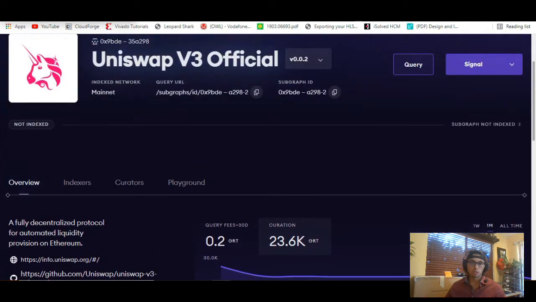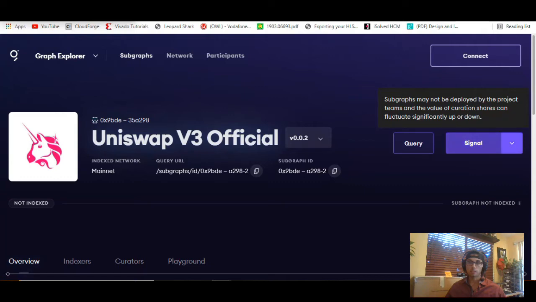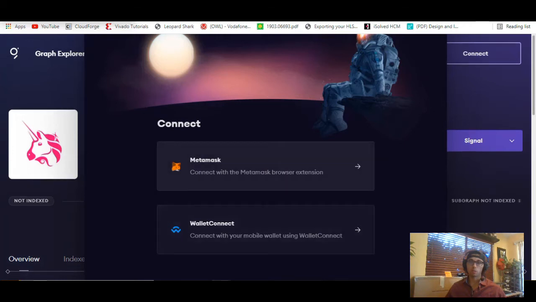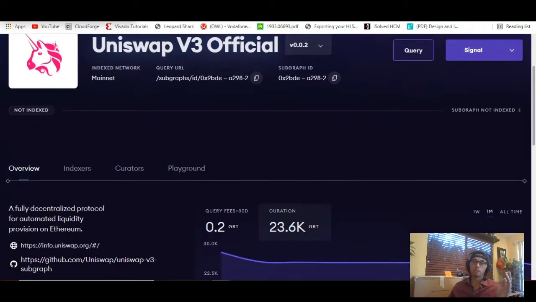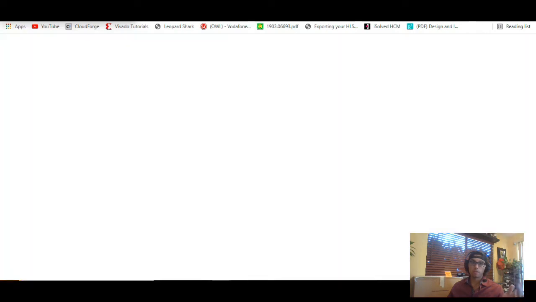So basically, if I'm a curator and I see this Uniswap, or even if I post this Uniswap, this has to be signaled. So I can signal it as a curator. I just have to connect some kind of wallet. And you see that signal that you just signaled to the indexers to start indexing this subgraph. Until the subgraph is signaled, the indexers won't index it.